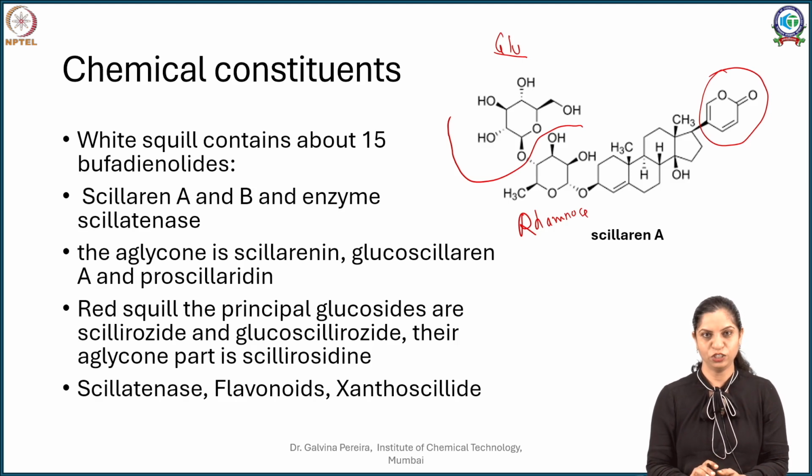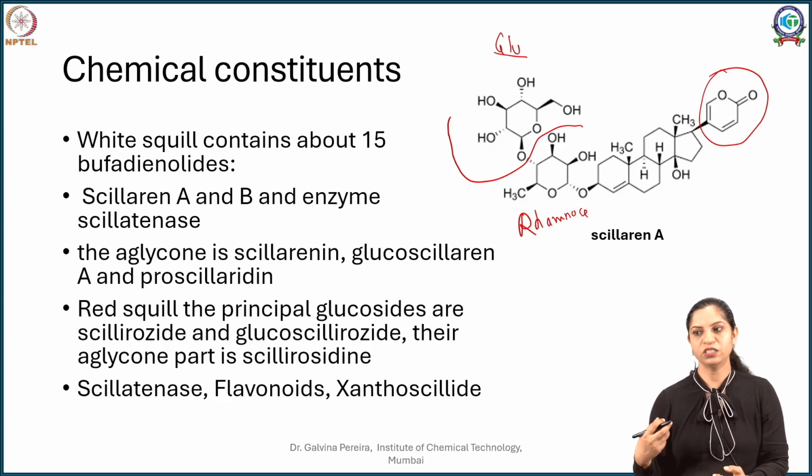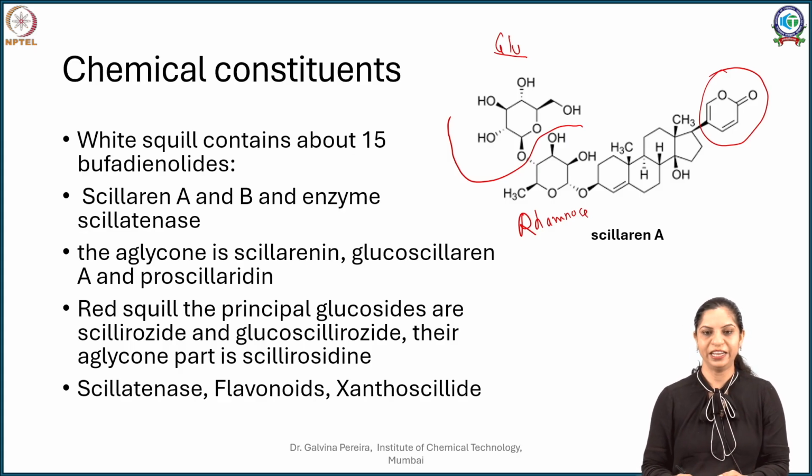The red squill, which is the toxic variant, contains the principal glycosides scilliroside and glucoscilliroside. The aglycone part is referred to as scillirosidin. Certain species of red squill have been used to poison rats. It was very famous as a rat poison initially, but it is no longer used for it. Apart from that, it also has other flavonoids and some derivatives called xanthoscilliside.